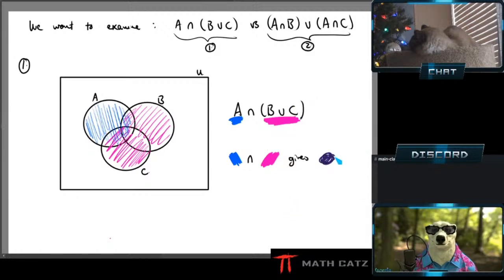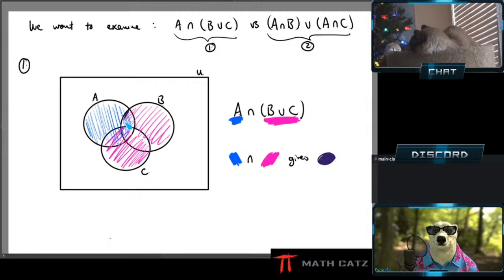That's going to give me, you guessed it, purple. But it says intersection. Intersection is overlap. So it has to be in both. It has to be blue and it has to be pink. Which areas are blue and pink?